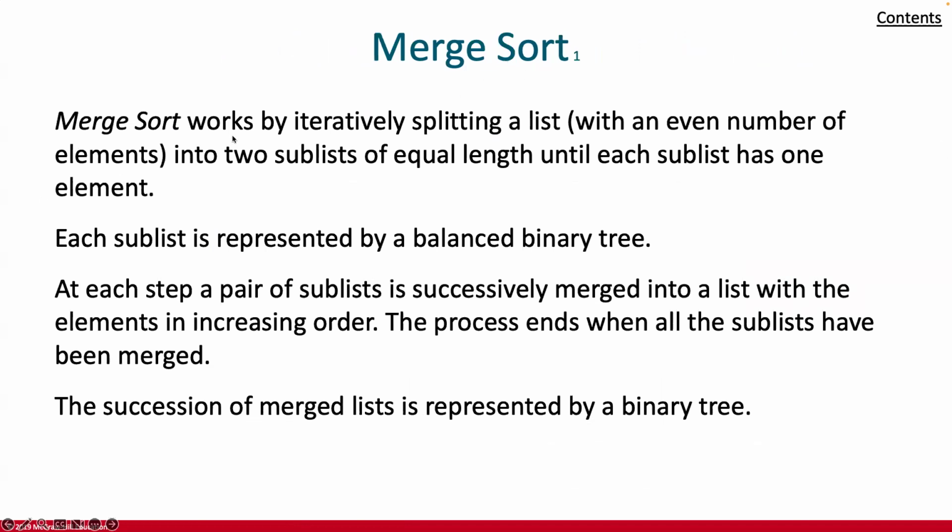But here is an example of a merge sort, which is trying to be a little bit more efficient than just a generalized sort. It works by iteratively splitting a list with an even number of elements into two subsets of equal length until each sublist has one element. Each sublist is represented by a balanced binary tree. At each step, a pair of sublists is successively merged into a list with the elements in increasing order. The process ends when all sublists have been merged. The succession of merged lists is represented by a binary tree.